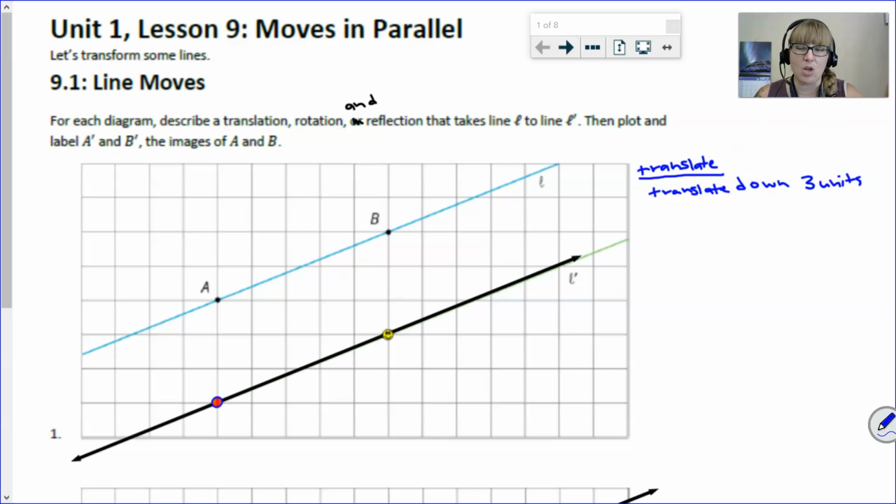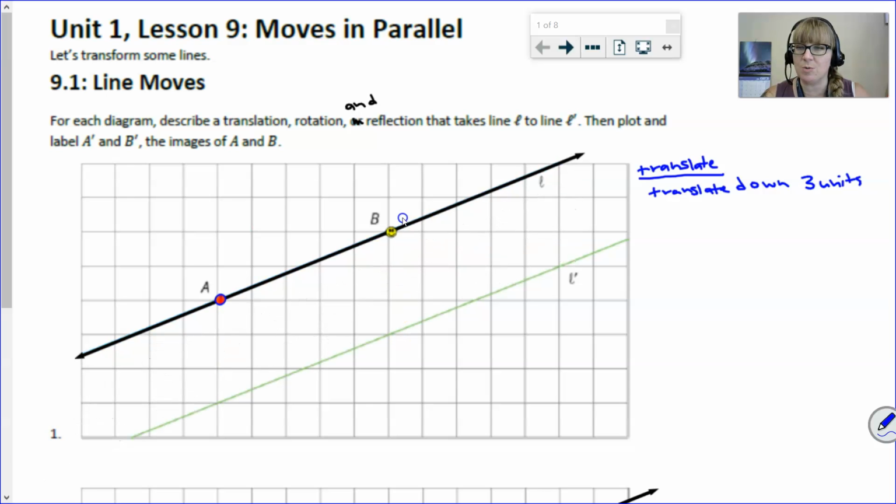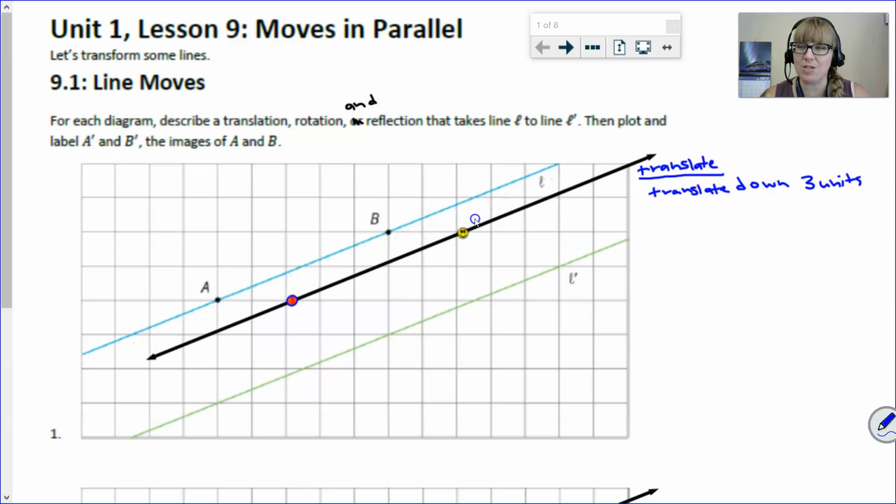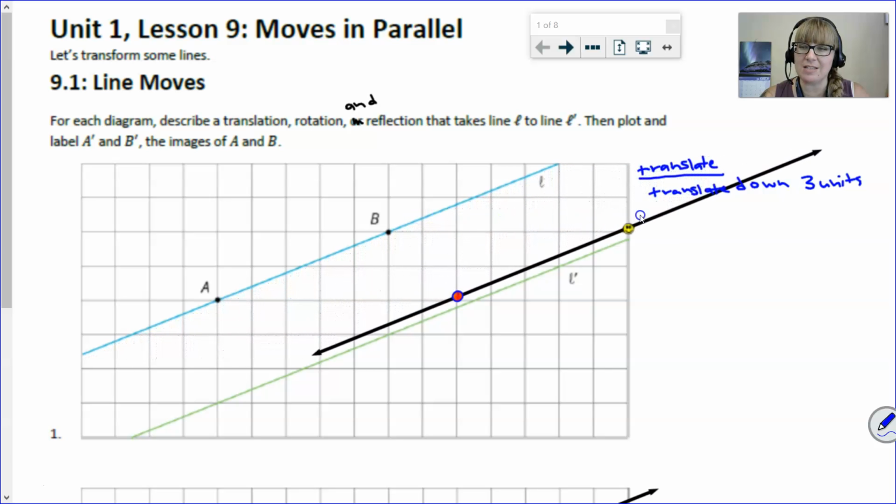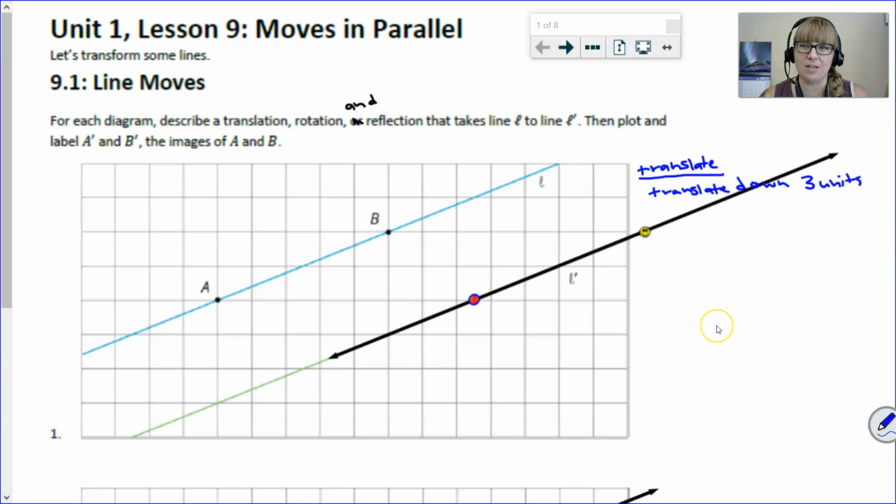But I would like to point out this is not the only way that you could have done this. I'm going to reset this, take this back to its original position, and I also could have shifted it right 1, 2, 3, 4, 5, 6, 7 and a half units. So I also could have translated right 7.5 units.